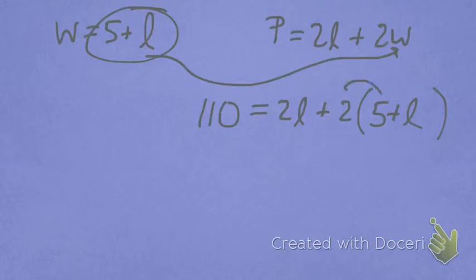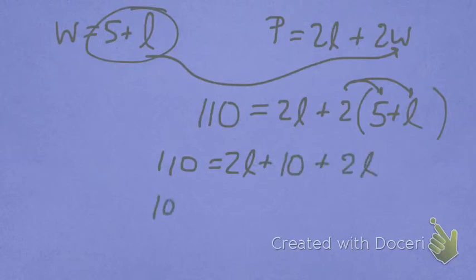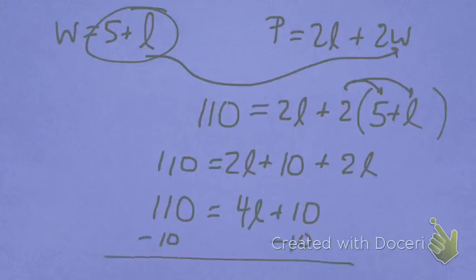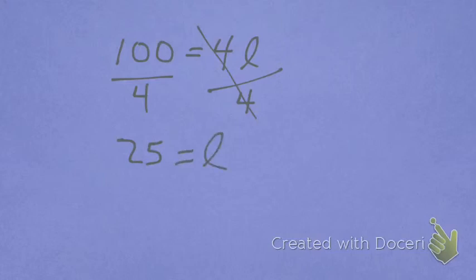Just like we do, we will distribute 2 times 5, 2 times L. Combine our like terms without an error, please. So 110 is 4 times something plus 10. We'll move 10 to the other side. We are isolating our only unknown at this time, the L. We have 100 is equal to 4 lengths. Divide by 4. Aha! Apparently the length is 25. Well, that would be 25 feet.